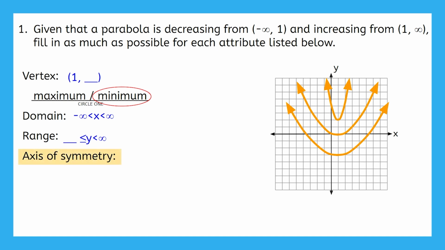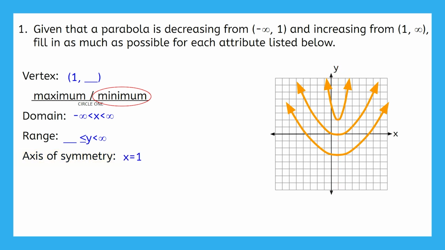Last is the axis of symmetry. How does the axis of symmetry relate to the vertex again? Yeah, it goes through the vertex. If the vertex is 1 comma something, how will that connect to the equation of the axis of symmetry? We can use the x value of the vertex to write our equation. We had 1 as the x value of the vertex for any possible parabola that fulfills the initial description. And the axis of symmetry is x equals 1.